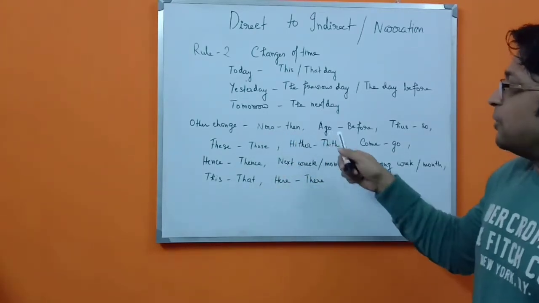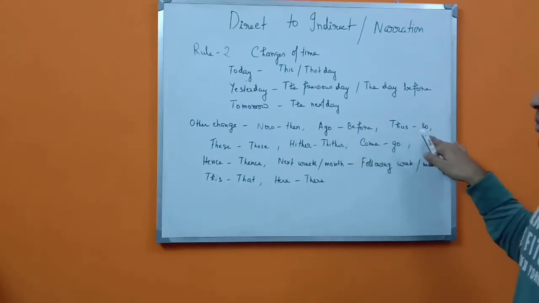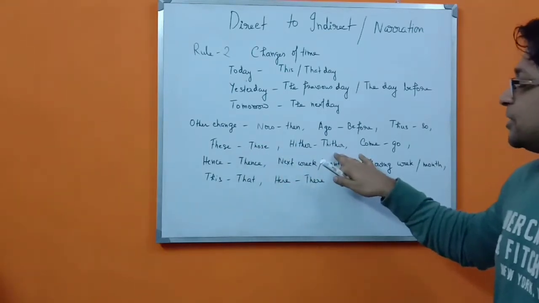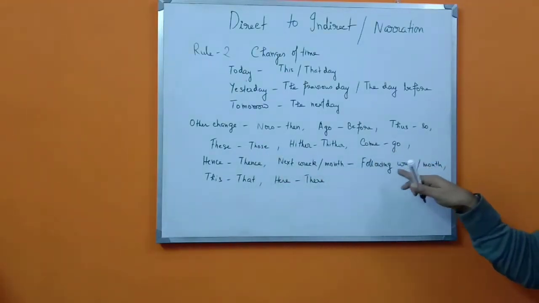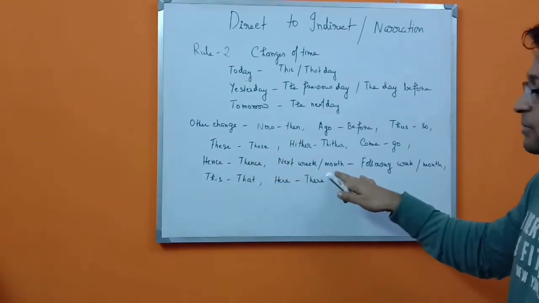If there is "ago", it will change into "before". "Thus" will change into "so". "These" will change into "those". "Hither" will change into "thither". "Come" will change into "go". "Hence" will change into "thence", "next week" or "the next month".